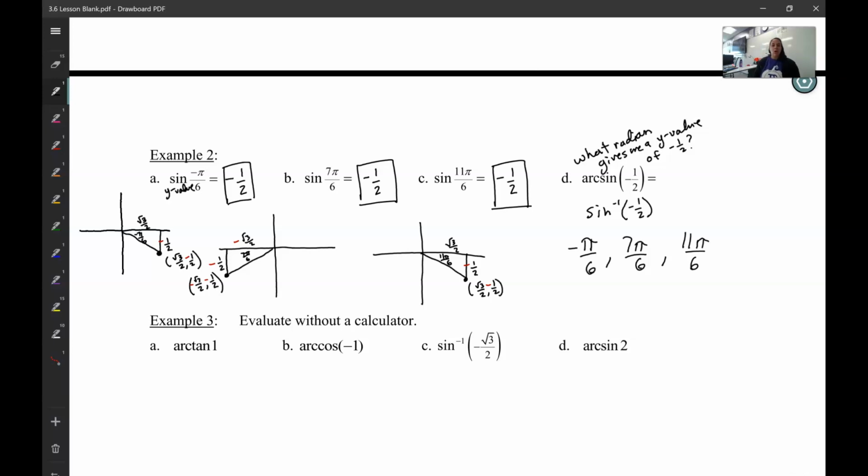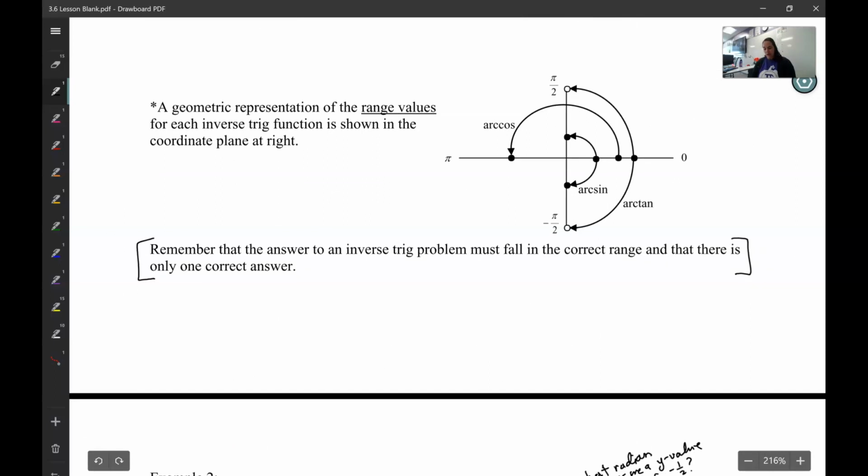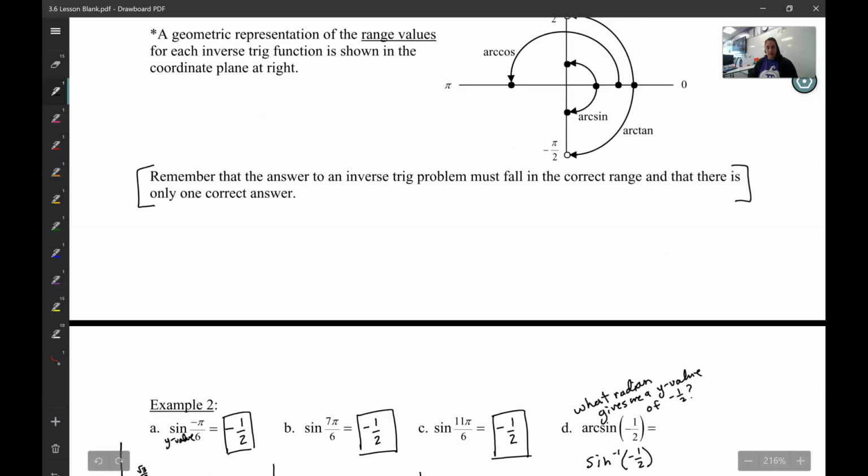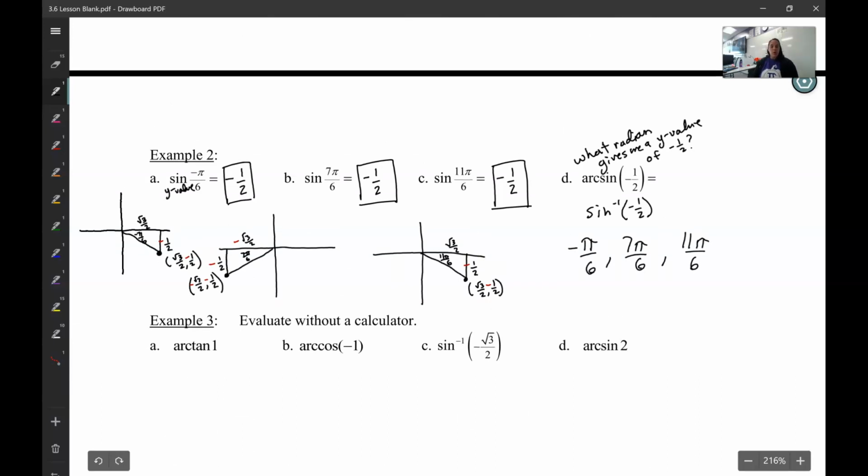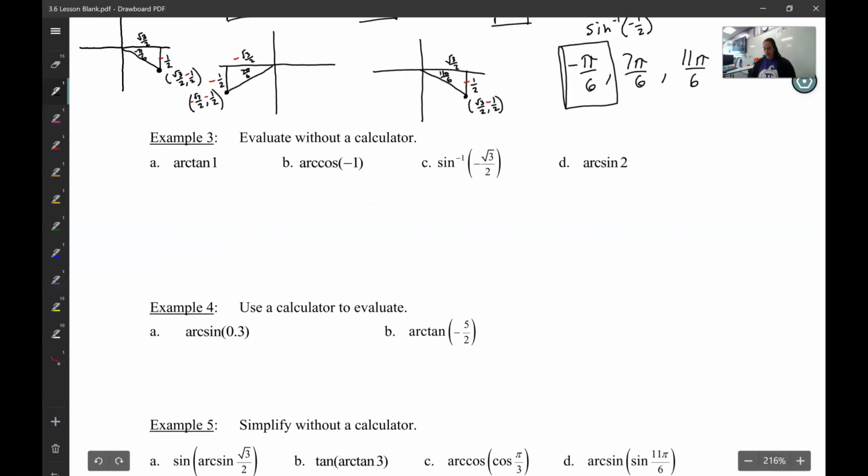But there is only one right answer, and that's the answer that falls in your sine range, from negative pi halves to positive pi halves. Only one of those lies in that range, and that's that one. So that is our actual answer. We can do the same thing over here. So let's go to example 3.